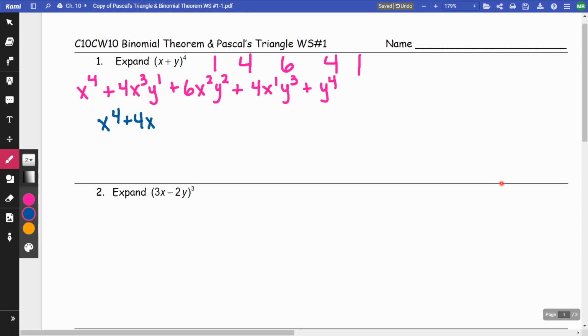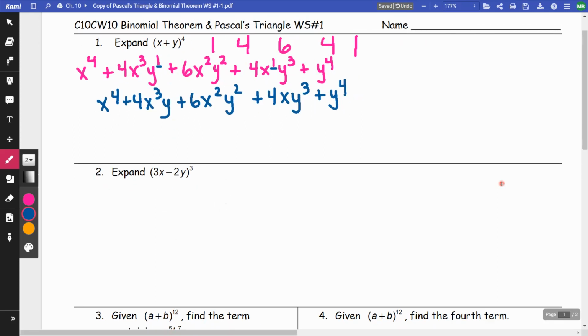If you want to clean it up, you can have it be x to the 4th plus 4x to the 3rd y. You don't really need the 1 there. 6x squared y squared plus 4. Instead of x to the 1st, you could just write x. Y to the 3rd plus y to the 4th. And that's your answer. Sometimes I like to have the 1 here, so I remember 1 plus 3, 1 plus 3.